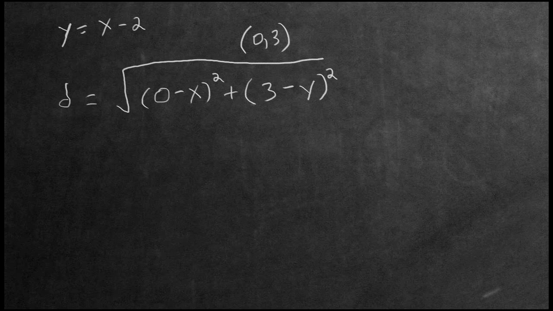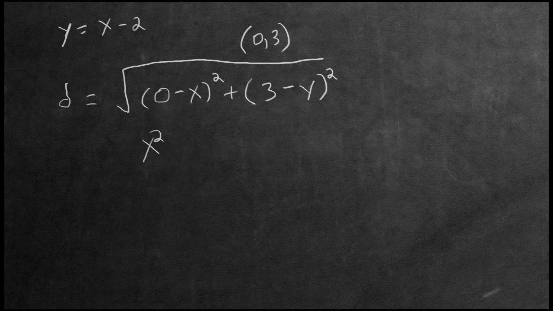In this particular problem, we're going to want to put everything under one variable. So we want to get rid of this y value, and we can do that by noticing that y over here is equivalent to x minus 2. So if we substitute that in, first off, negative x squared, what would that be? Well, that's going to be positive x squared.